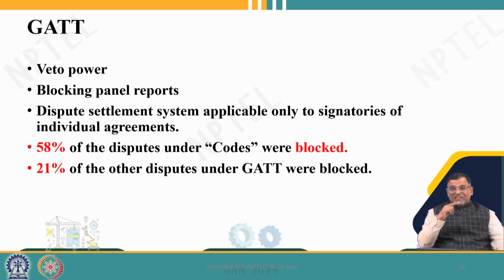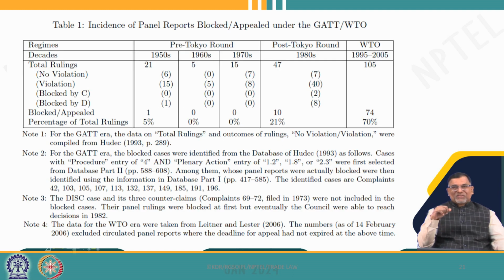So, it means that before the Tokyo round of negotiations, the blocking of reports was not very common, and this blocking of reports started with the Tokyo round of negotiations. The different authors show in this data how many reports were blocked in the pre-Tokyo round, the post-Tokyo round, and in the WTO system. The WTO system is first quarter data.